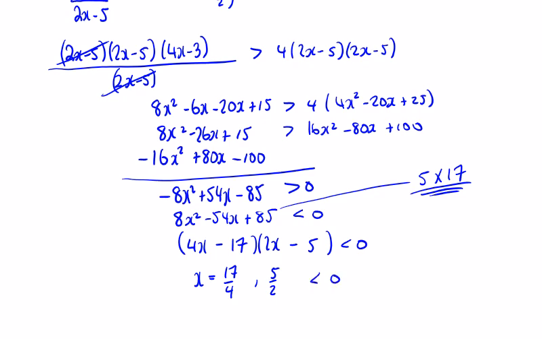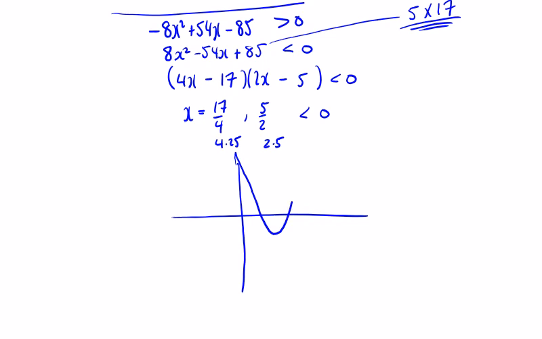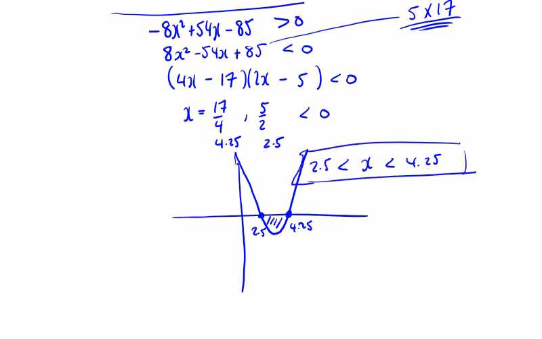And it has to be less than 0. So we graph it exactly the same way we did the previous one. If you want to decimalize these, 17 over 4 is 4.25 and 5 over 2 is 2.5. So something that comes down like this. And it's less than 0, so my solutions are in here. We can put our 2.5 and our 4.25 on. And we'd say that x has to be between these values, 2.5 and 4.25. So this is my solution to the first rational inequality.